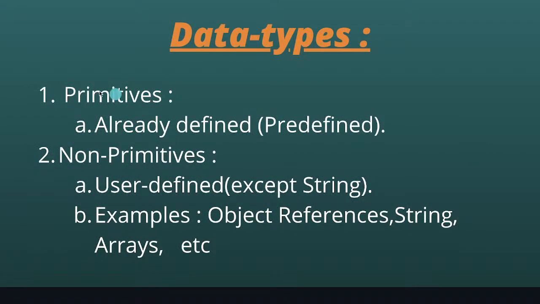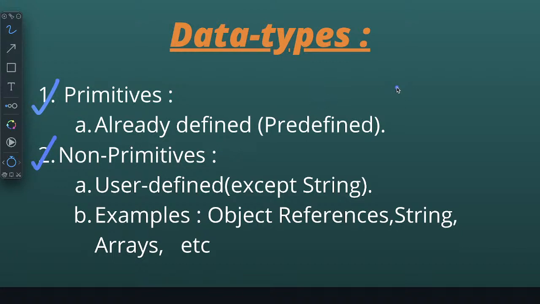So as I said, we are going to emphasize primitive data types today, but before moving to this, I'll let you know that there are two kinds of data types. The first one is primitive data types, and the second one is non-primitive data types.